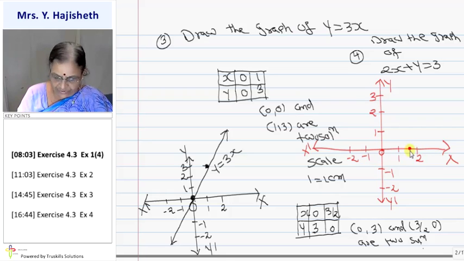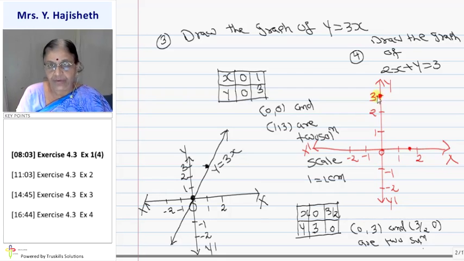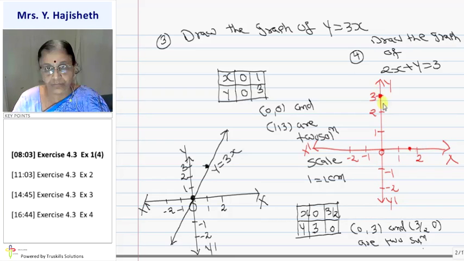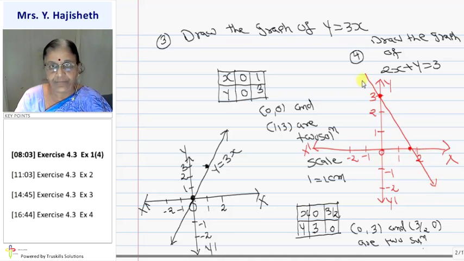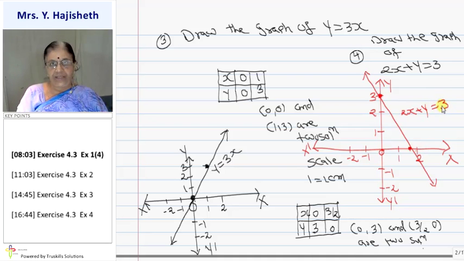And another solution is (0, 3), मतलब it is somewhere here. Okay. So let us join them. Draw this. Okay. So this is my graph of 2x plus y is 3. Are you clear how to construct the graph?